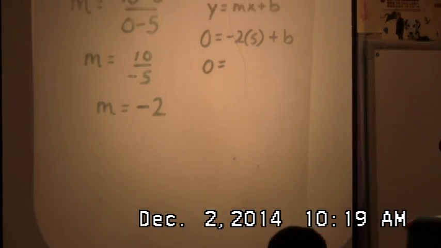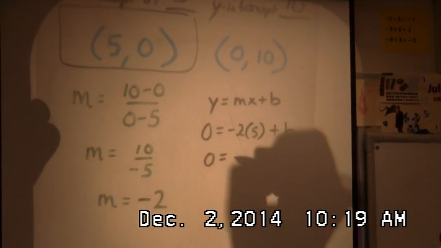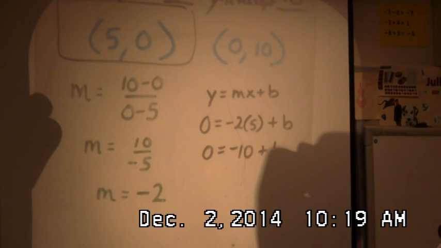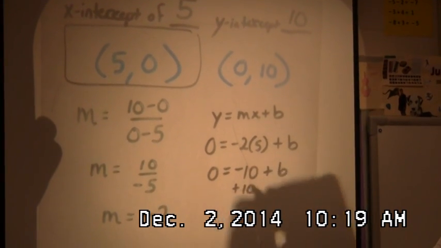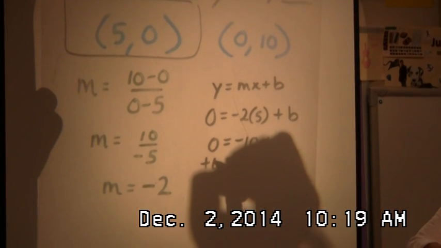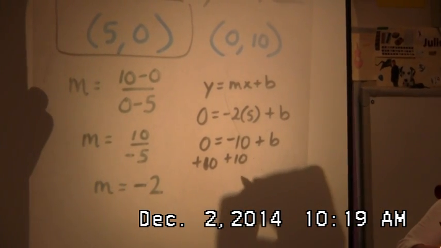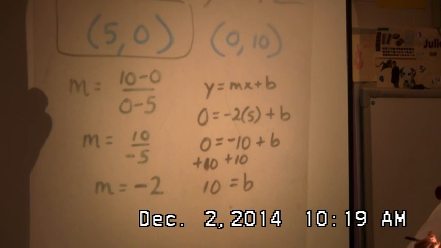You multiply to negative 10. Good. And then how do you get b by itself? Add 10 to each side. Add 10 to both sides, and what do you end up with? B equals what? B equals 10.